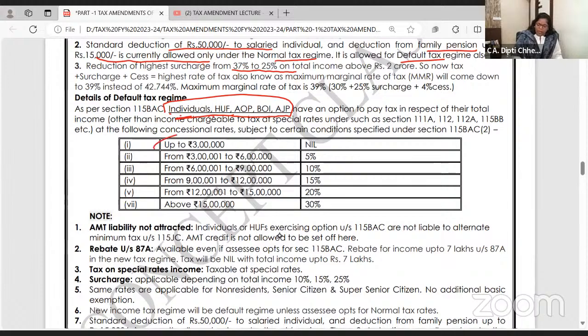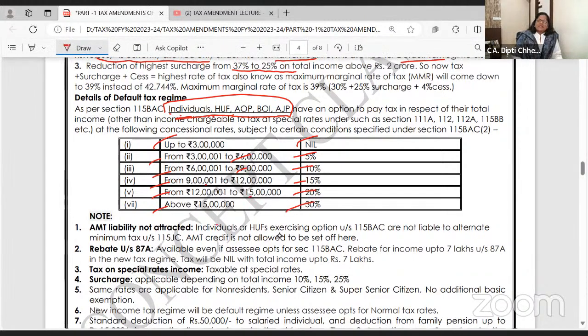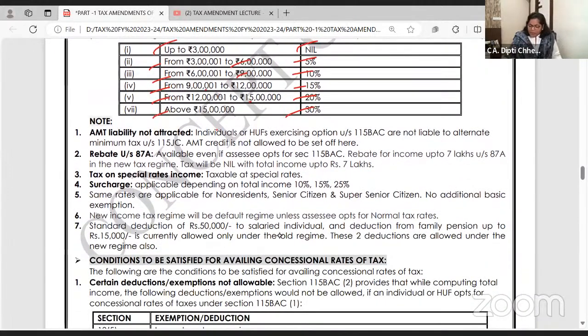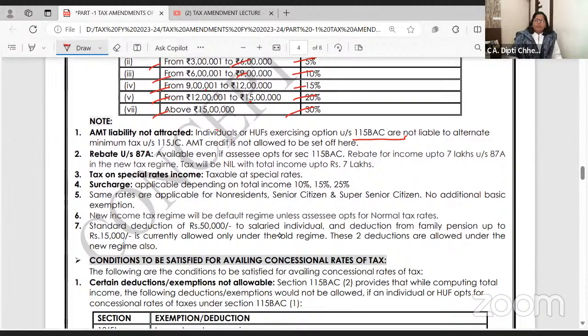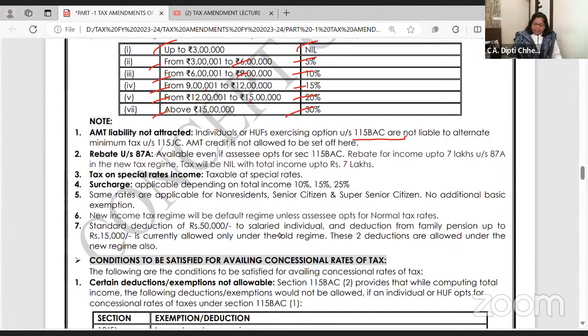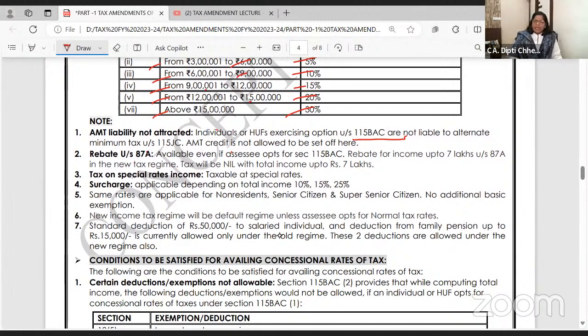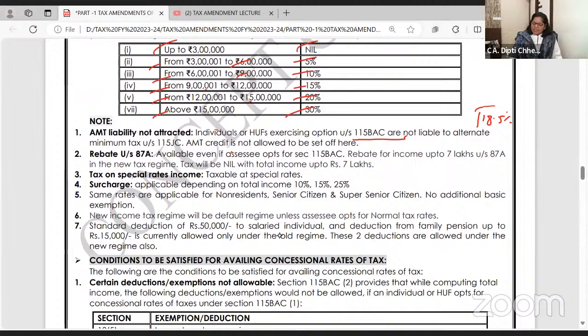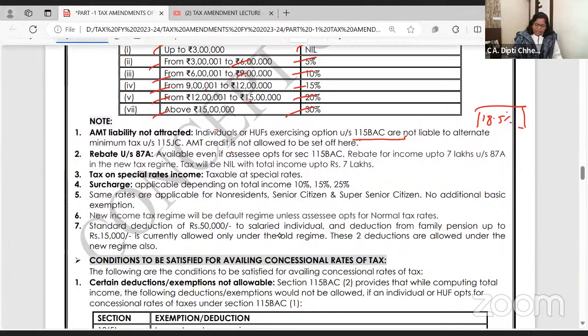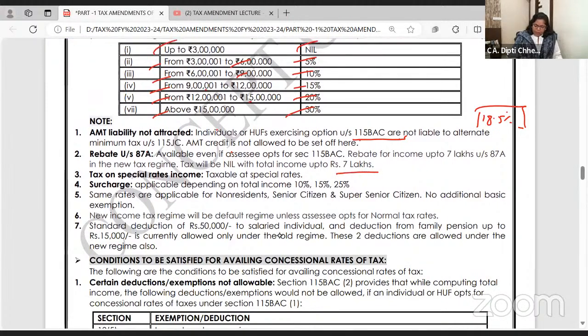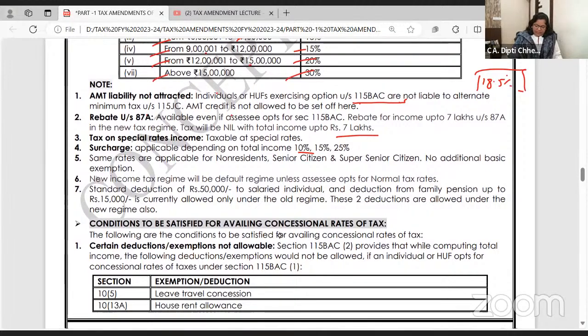Okay, now up to 3 lakhs it's nil. 3 lakh to 6 lakh 5%, 6 lakh to 9 lakh 10% on the next 3 lakh, 9 lakh to 12 lakh 15%, 12 lakh to 15 lakh 20%, above 15 lakh it's 30%. Now, if you are opting for 115BAC, you cannot go for AMT. What is AMT? Alternative minimum tax. You cannot go for that. Okay? 18.5% and some concept you have learned, no, separately, AMT. That you cannot go for if you are filing your return under, or you are opting for 115BAC. Rebate will be available up to 7 lakhs. Surcharge is there.